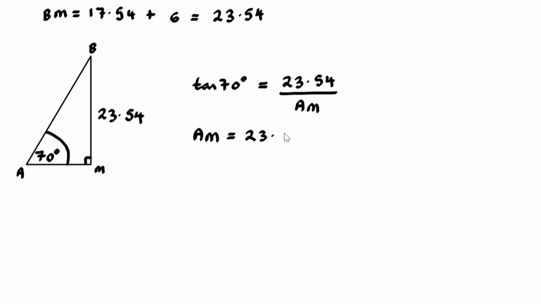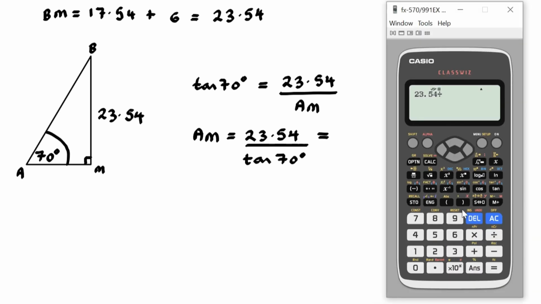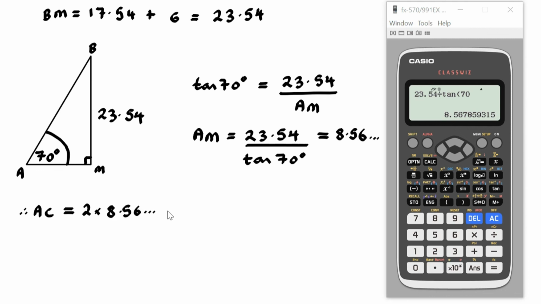So I've got 23.54 divided by tan of 70 degrees. So if I work this out, we get a value of 8.56, etc. So therefore AC is double this. So I've got 2 times 8.56. So if I work this out, we end up with 17.13, etc.